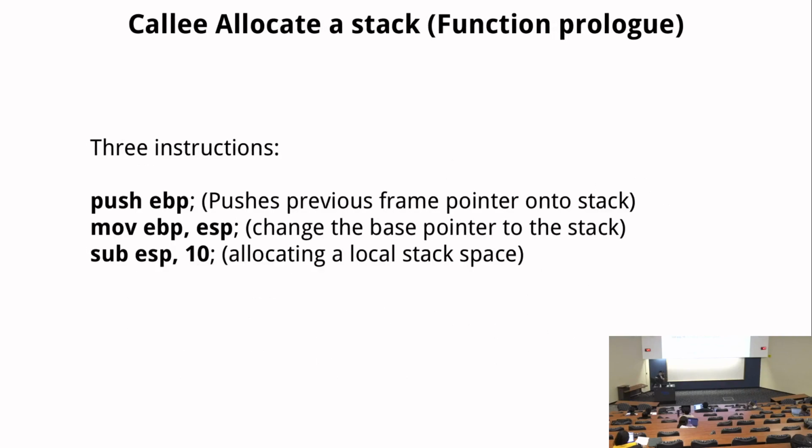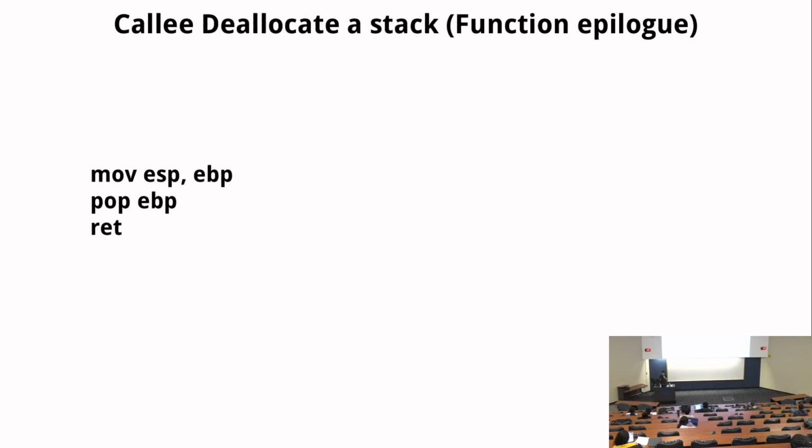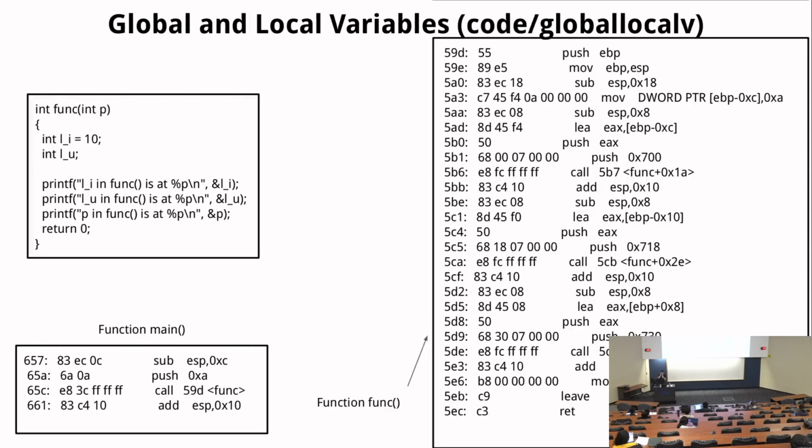We already looked at this part. There will be a prologue, those 3 instructions, and an epilogue, also 3 instructions to restore the return address and also restore the previous EBP. Let's look at more concrete examples.